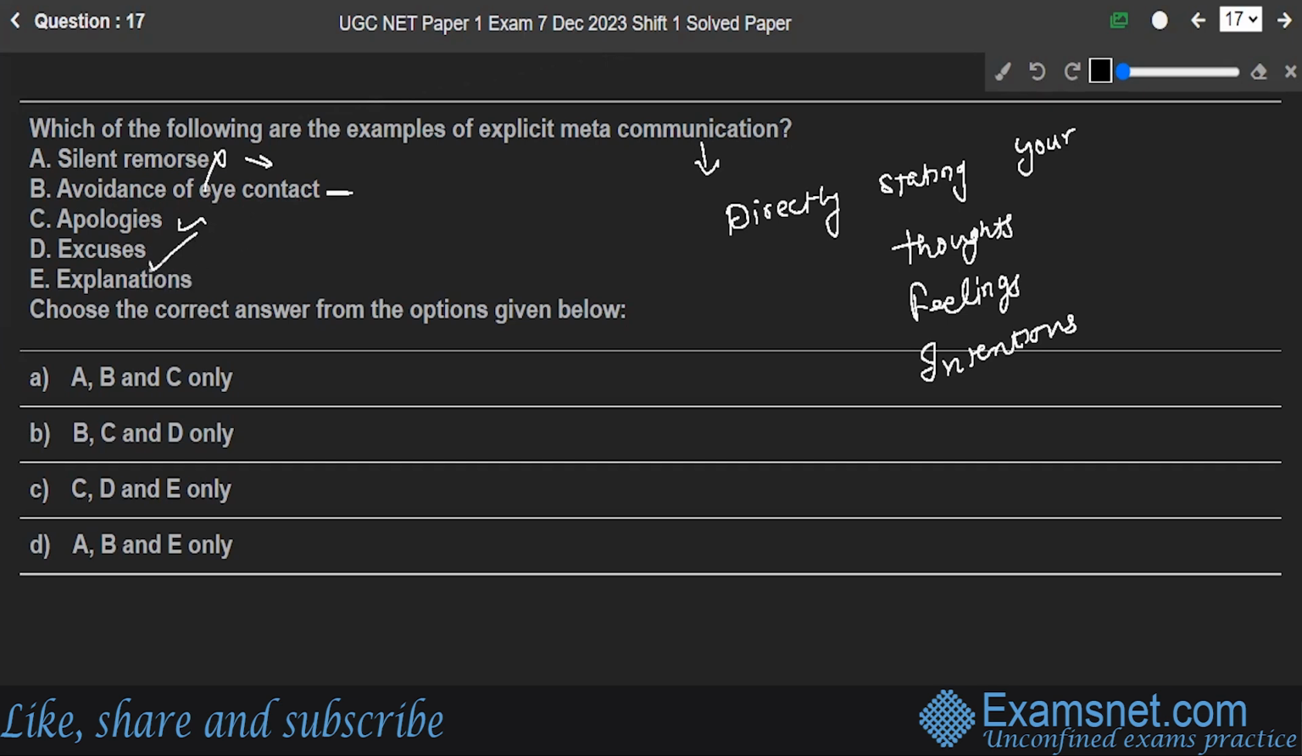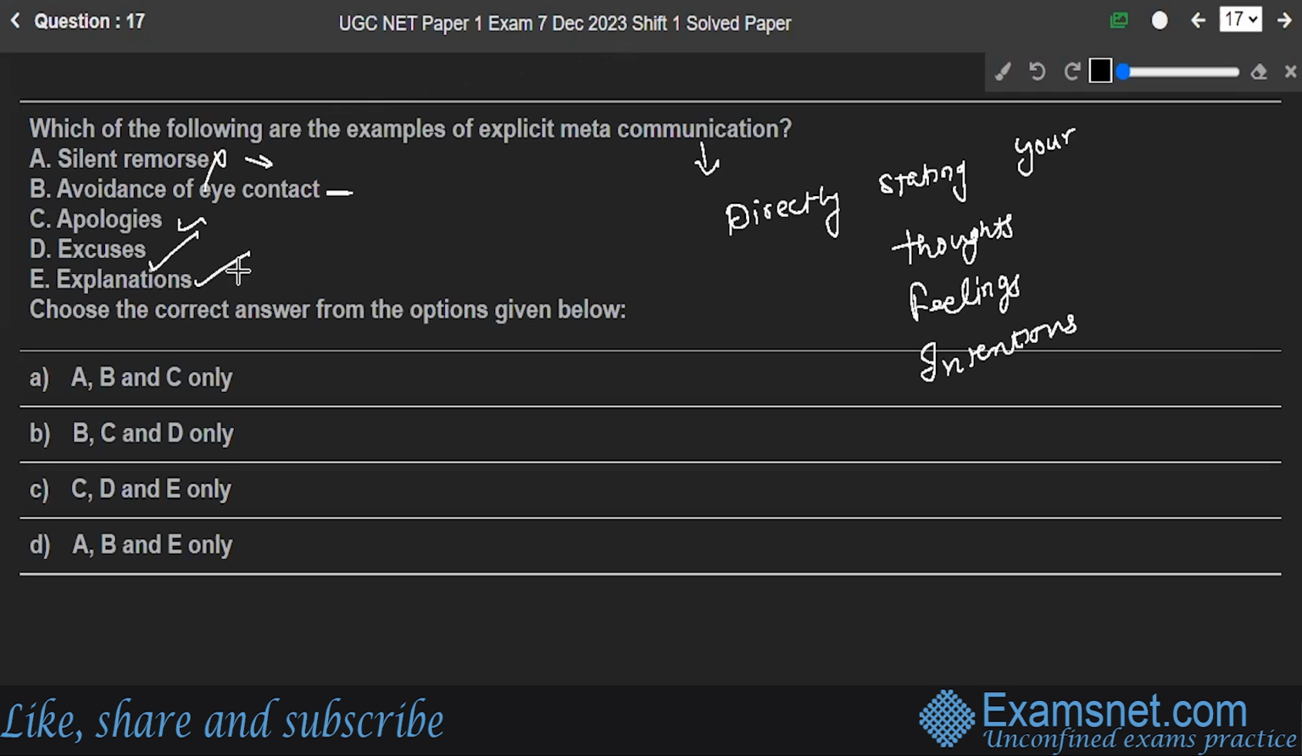Then you have the excuses. Same. This is also a way to justify or explain your action. This is also explicit meta communication. And explanations: they clarify your reasoning and intentions, directly falling under explicit meta communication.